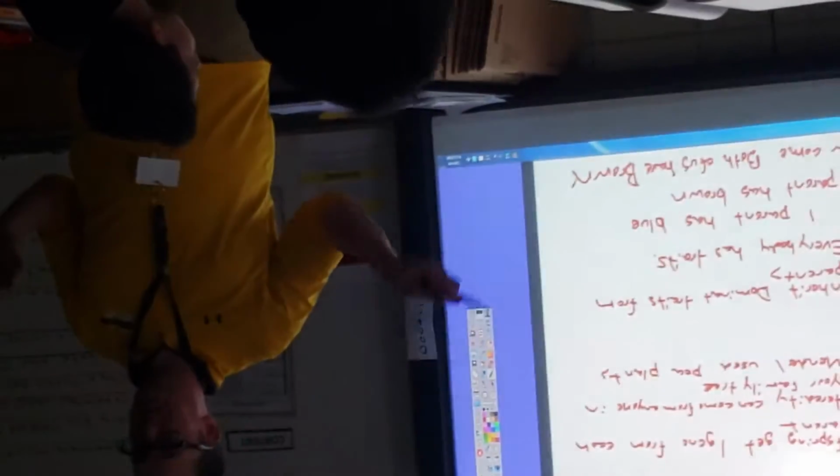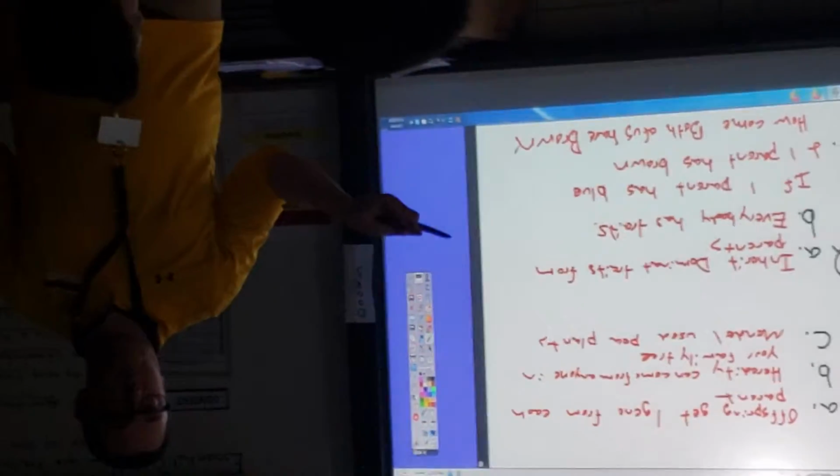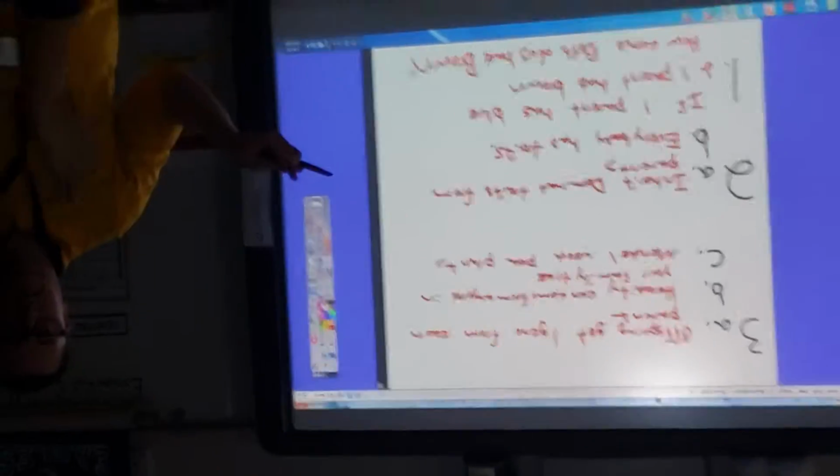A dominant trait is the trait that shows up the most, right? And a recessive trait is a trait that shows up every once in a while. What does that tell us about brown eyes and blue eyes? One of them is dominant, one of them is recessive. Which one's dominant? Yeah, the brown. Brown eyes is a dominant trait. Okay? Blue eyes is a recessive trait.